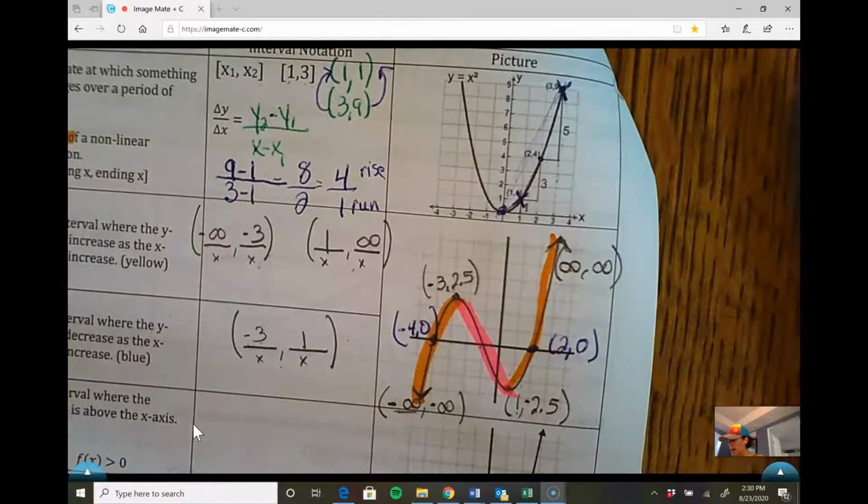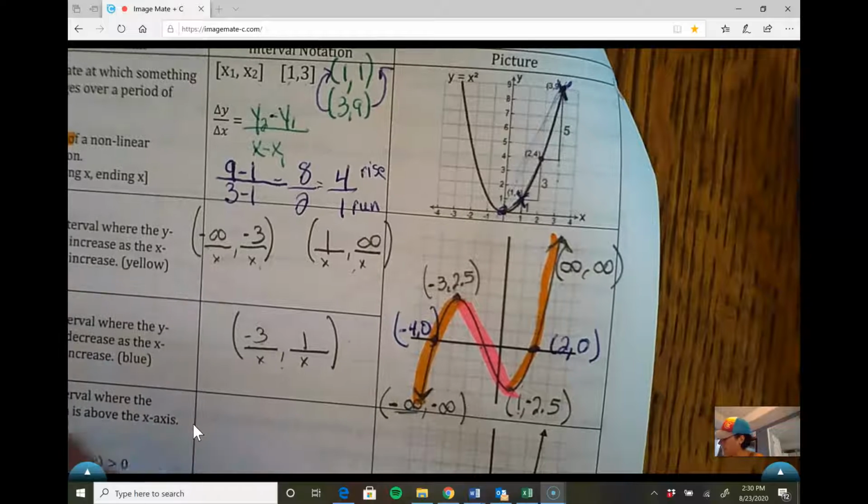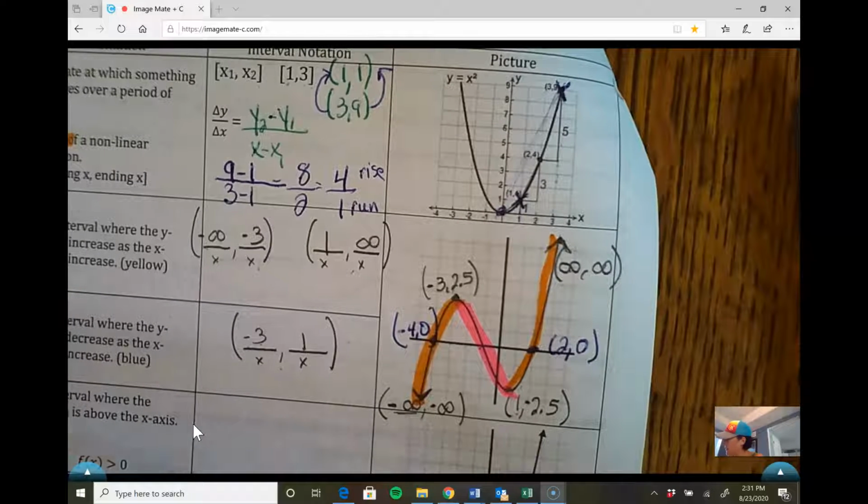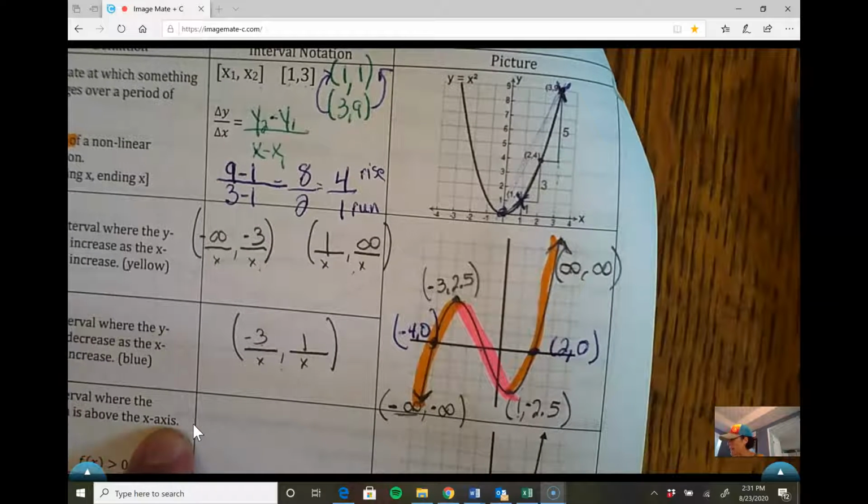So let's talk about positive and negative now. So positive, we're talking about the interval where the function is above the x-axis.